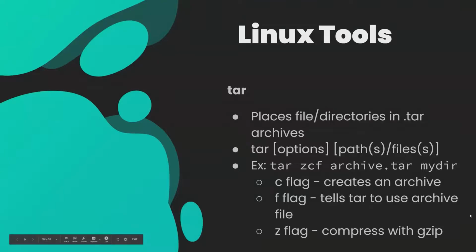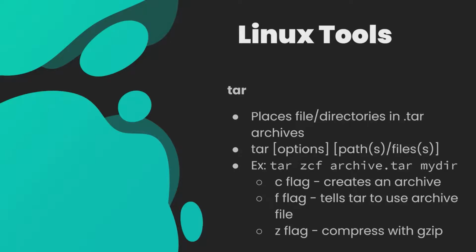And here is a tar command. So tar basically places files and directories in .tar archives, kind of like zip, but by default, tar doesn't compress it. It just puts it into an archive. The zips that you're familiar with, not only do they put it into archives, but they also compress them. But here, tar just puts it into an archive.